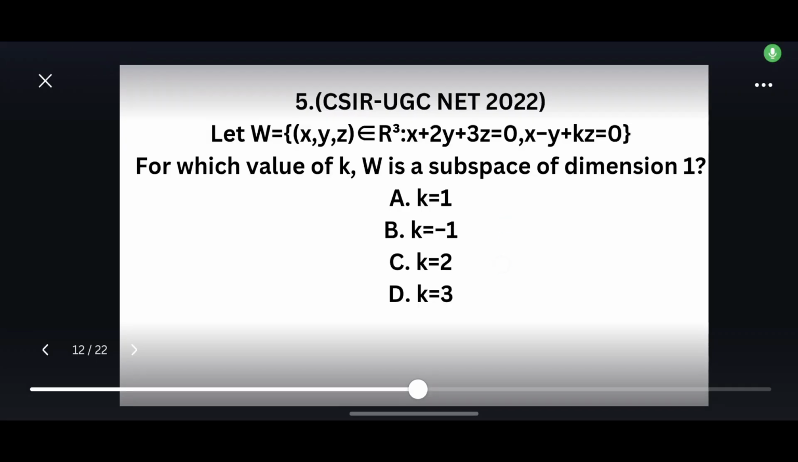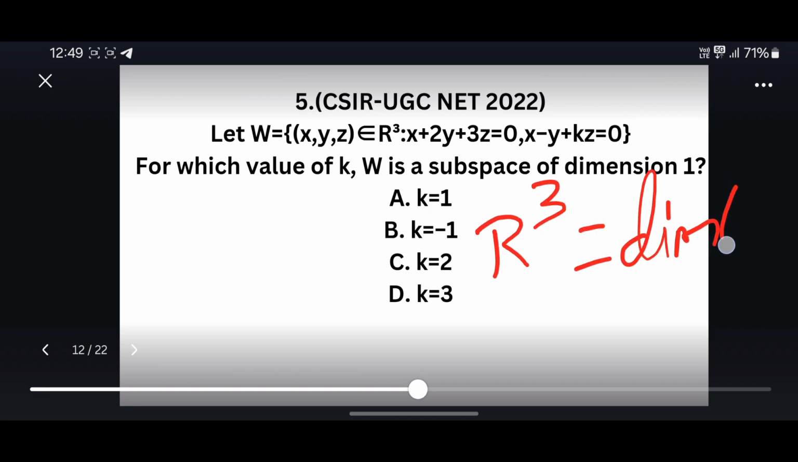When R cube is there, the dimension is 3. So why is it given that W is a subspace of dimension 1? Because here linear independence is there. We have the values 2 and 3 minus 2, 1. So when this happens, how much is the k value? K value is 1, minus 1, 2 or 3. We want to find out, so check.